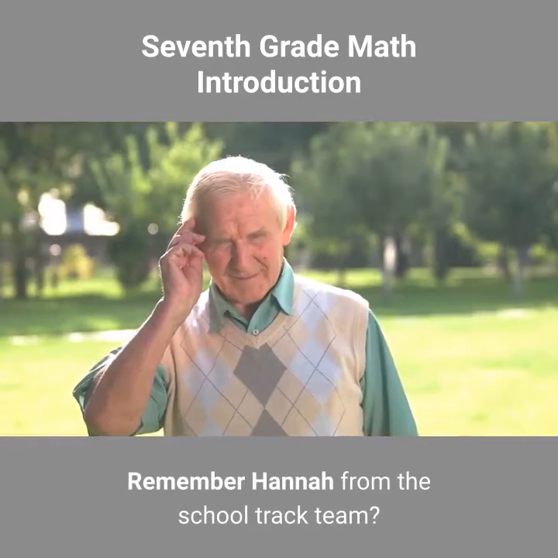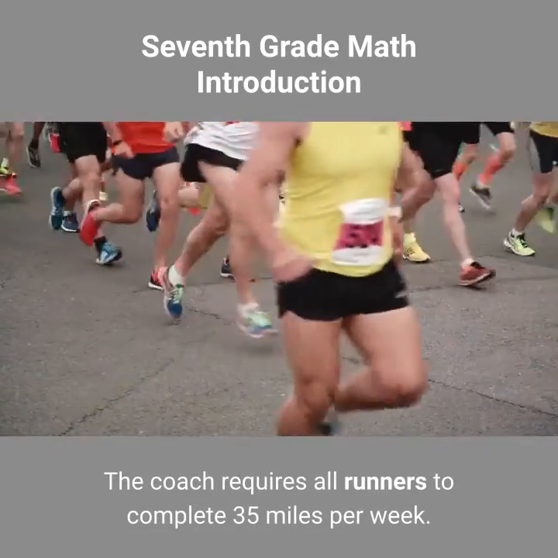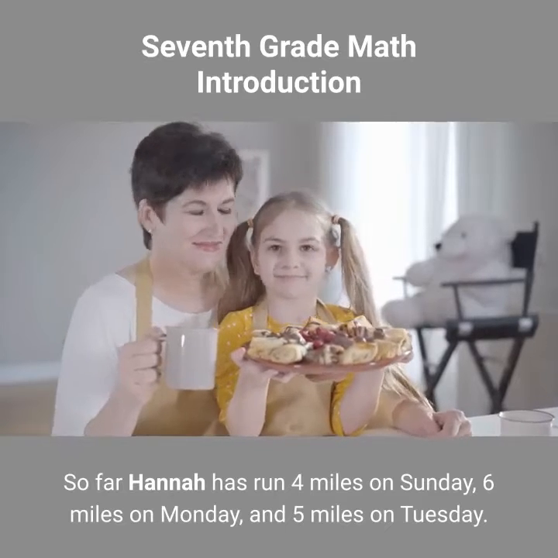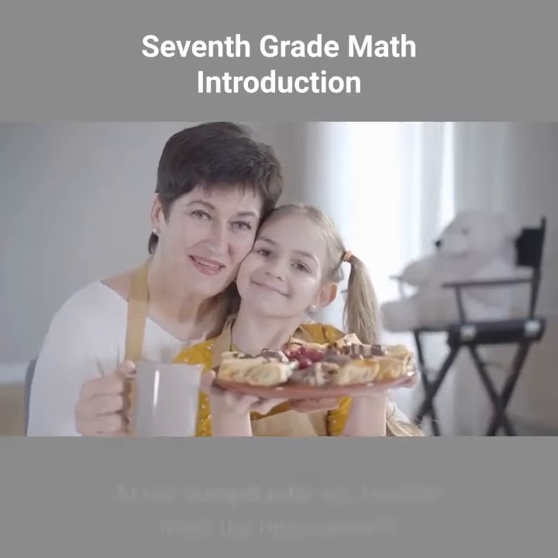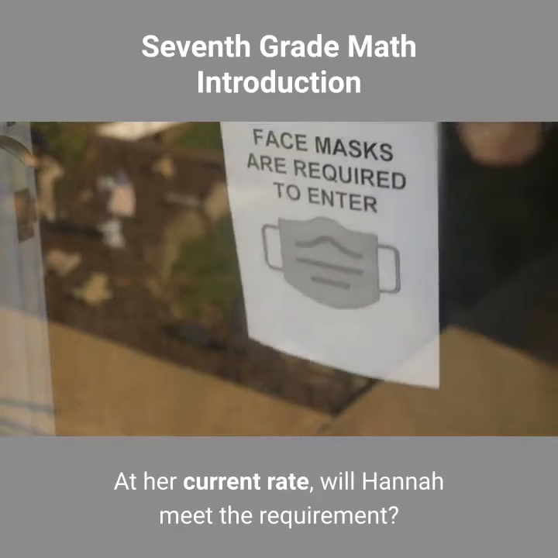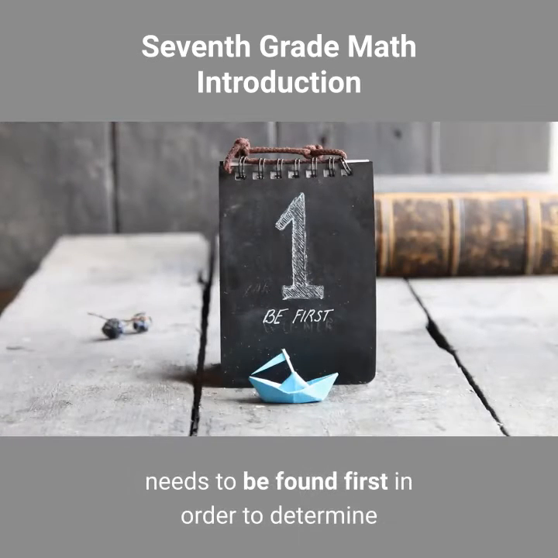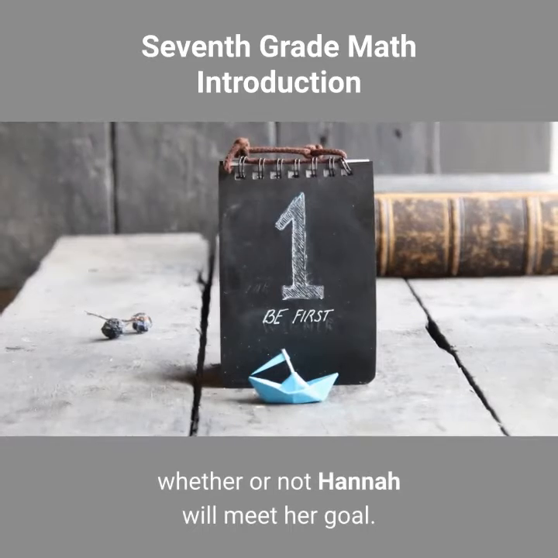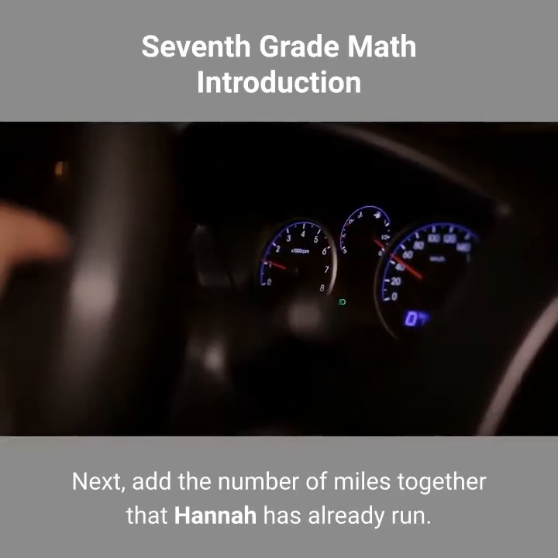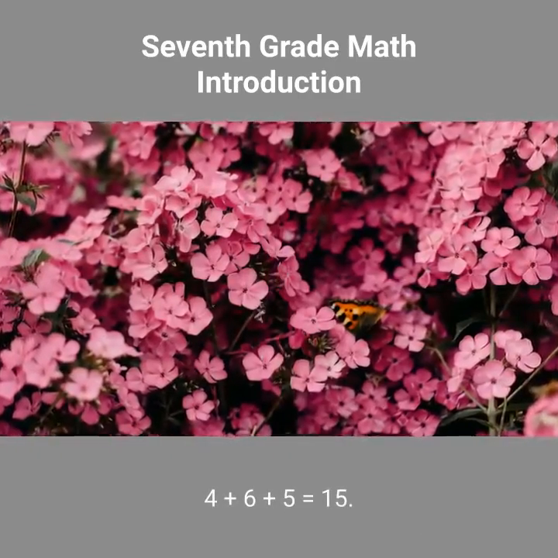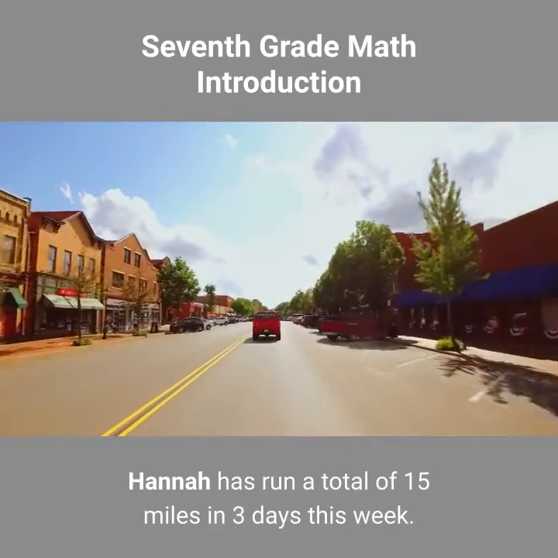Remember Hannah from the school track team. The coach requires all runners to complete 35 miles per week. So far Hannah has run 4 miles on Sunday, 6 miles on Monday, and 5 miles on Tuesday. At her current rate, will Hannah meet the requirement? First, recognize that the unit rate, miles per day, needs to be found first in order to determine whether or not Hannah will meet her goal. Next, add the number of miles together that Hannah has already run. 4 plus 6 plus 5 equals 15. Hannah has run a total of 15 miles in 3 days this week.